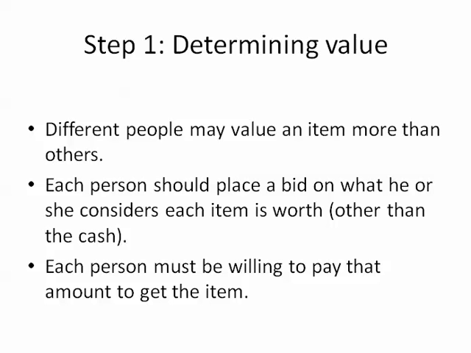The first step in dividing an estate is determining the value. And different people may have different ideas on what an item is worth. So to do this, you have to have each person place a bid on what he or she considers that item is worth. Okay, we don't do this for the cash, just for the objects. And the amount the person bids must be what they are actually willing to pay for it. So if they end up having the highest bid, they need to pay that much cash and get the item.